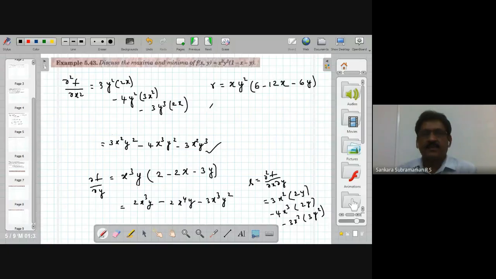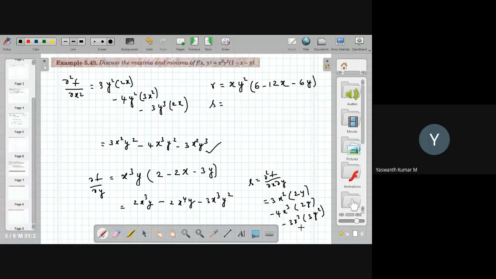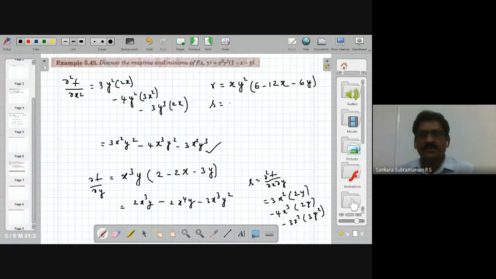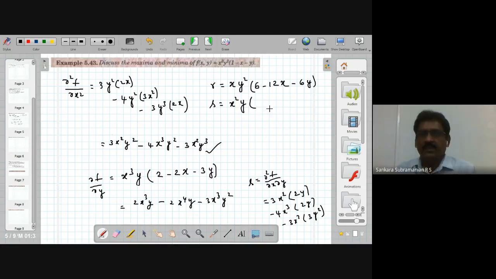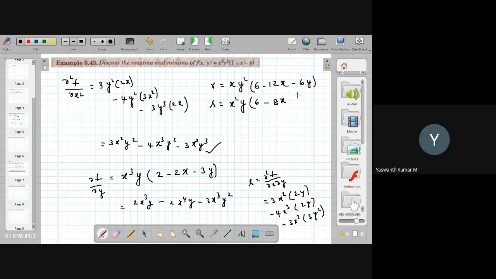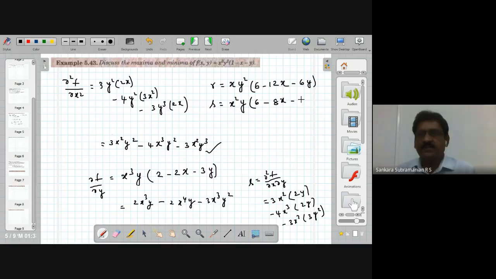So therefore, for s, what are the common terms available? X square is common, and for y we have only y. Y is also common. So you get 3 2s are 6, x square taken out, y also taken out. The second term is minus 8, 4 2s are 8, x will be there. Minus 9y.